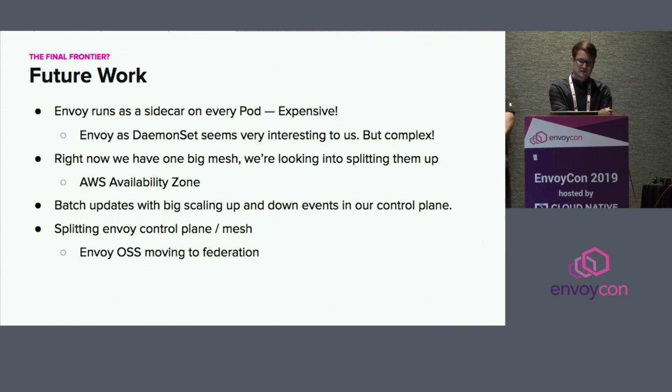The other thing that we're looking into is that we have this one giant mesh, or essentially two giant meshes, one for staging, one for production. And it's hard to propagate that information in time across to all the downstream hosts when things are changing, especially when things are rapidly changing in Kubernetes. So we're looking into a couple strategies, one of which is cutting up that mesh, maybe by AWS availability zone or by cluster. And another is batching the updates, so that in case there is some big scaling up or scaling down event, we can batch those updates and send one update instead of sending 1,000 or however many we have to. And we're really interested in some of the Envoy OSS changes with federation and supporting multiple control planes.